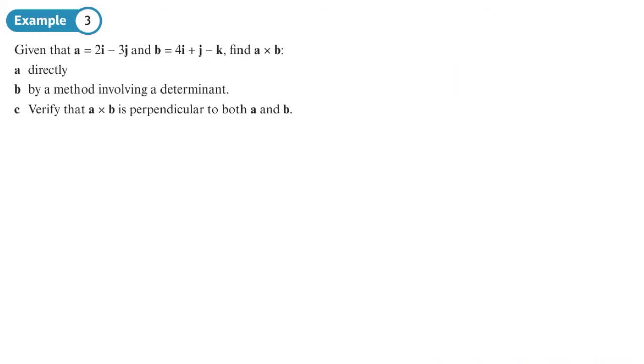Right, so we've been given two vectors here, a and b, and we need to find a cross product, and part a says do it directly. So when we do it directly, we're going to use the fact that the cross product is distributive, which, as I said before, is a bit like expanding brackets. So we pretend we're expanding brackets.